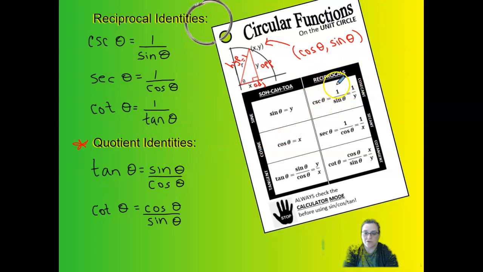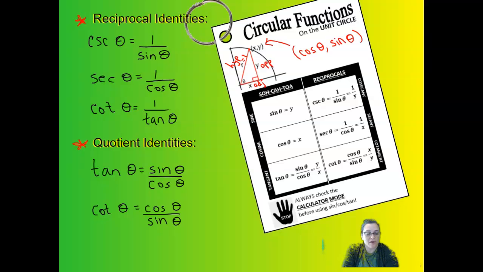Then our reciprocal trig functions we've already talked about in our reference triangles lesson. Cosecant is 1 over sine, so that's a reciprocal identity. The reciprocal of sine is the cosecant, so that's going to be 1 over y on the unit circle. The secant is the reciprocal of cosine, so that's 1 over x on the unit circle. And then cotangent is the reciprocal of tangent, so we can represent it as 1 over tangent, but since our ordered pair is x comma y, it's more useful to represent cotangent as a quotient identity, cosine over sine.